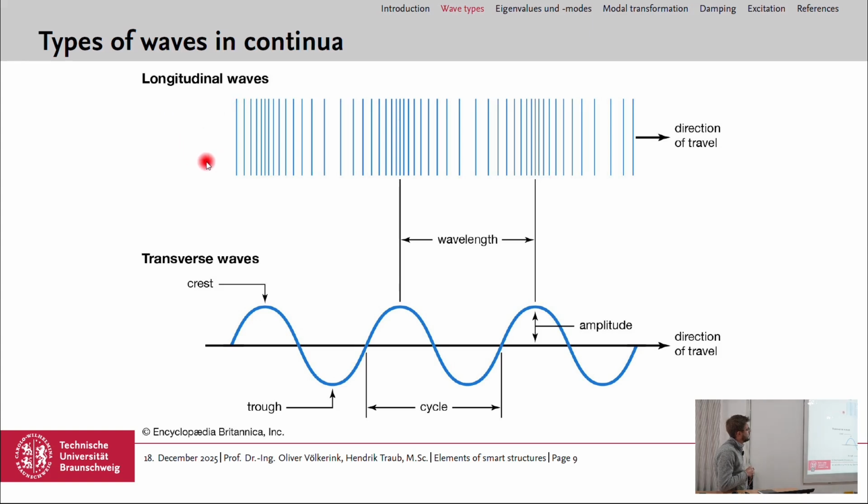Longitudinal waves, where the direction of travel of the wave is also the direction of motion of the element. And the second type is a transverse wave, where the direction of oscillation is this direction, and the direction of travel of the wave is in this direction. So the directions are perpendicular to each other. And like we can define the wavelength in this sine wave, we can also define a wavelength in this longitudinal wave, which is at the compression points in the wave.